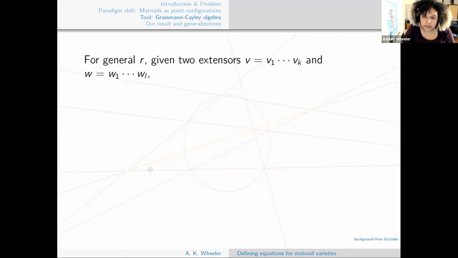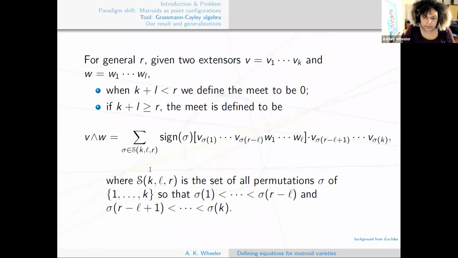So for a general R, not just over P2, given 2 X tensors of step size K and L, if K plus L is smaller than R, then the meet is defined to be 0. But if it's bigger, then it's defined to be this sum where the vectors in the X tensors have been permuted in a certain way. So this is a really nasty, complicated definition, but it should be reminiscent of the formula for determinant, and also the general formula for Plücker relations arises in a similar way.